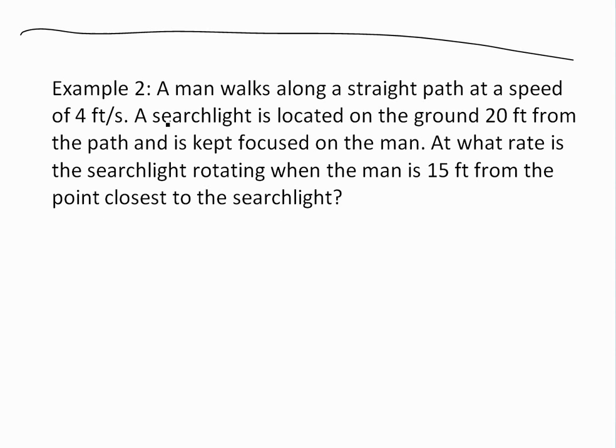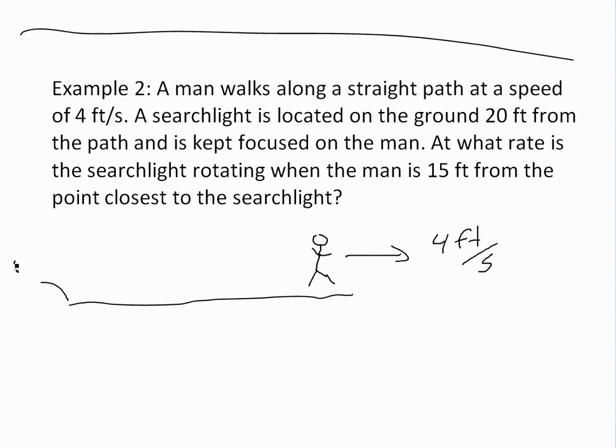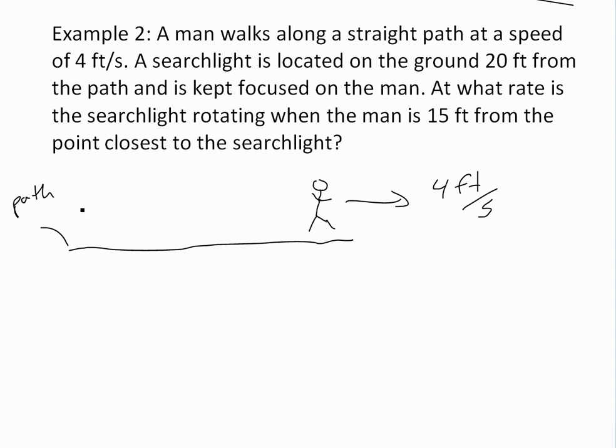So once again, drawing a diagram will help out basically what this is trying to say. So a man walks along a straight path. Let's just draw a straight path like this. And let's say some guy, that's how he looks like. He's walking at 4 feet per second. And the searchlight is located on the ground 20 feet from the path. So let's say this is the path that he's walking. It's a straight path. So 20 feet from it is just going to be, well, just draw a perpendicular line, because that's usually how it is.